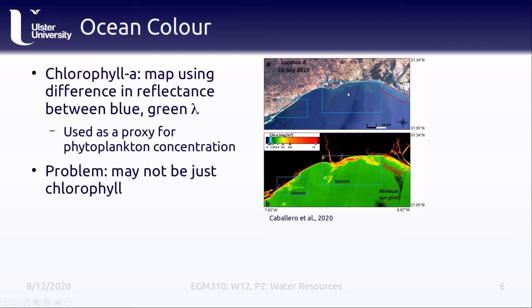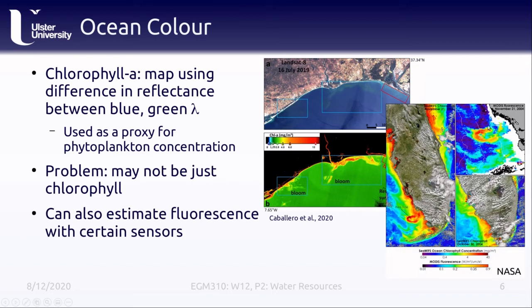Using certain sensors, such as MODIS, we can estimate what is called the fluorescence. This is the electromagnetic radiation that is actually produced by the microorganisms in the water. We can see an example of this shown here. On the left, we have the chlorophyll concentration estimated by the SeaWiFS satellite, and it shows a red tide off the southern coast of Florida.